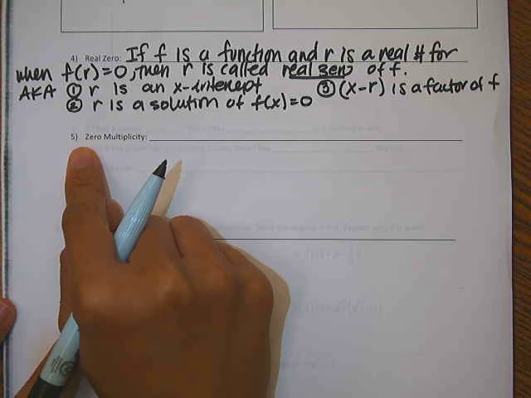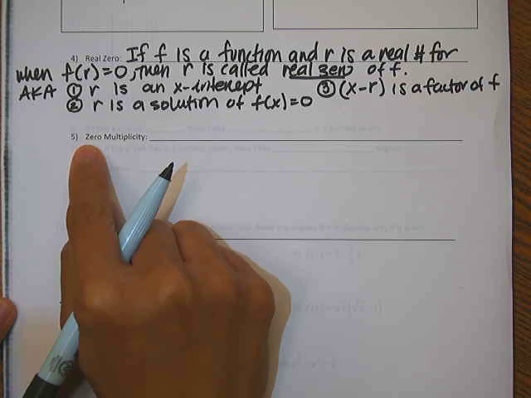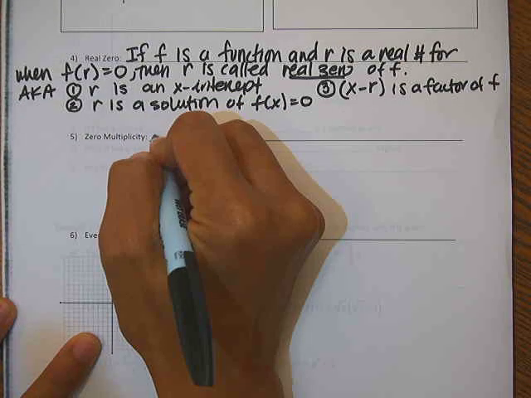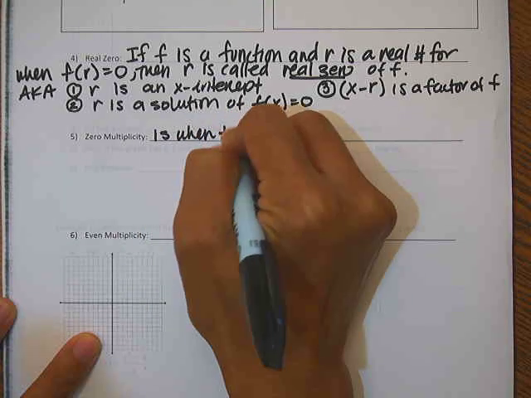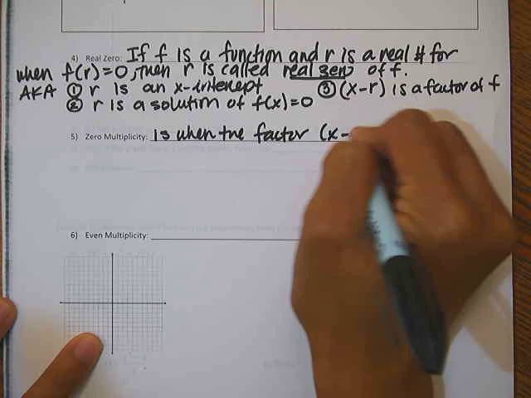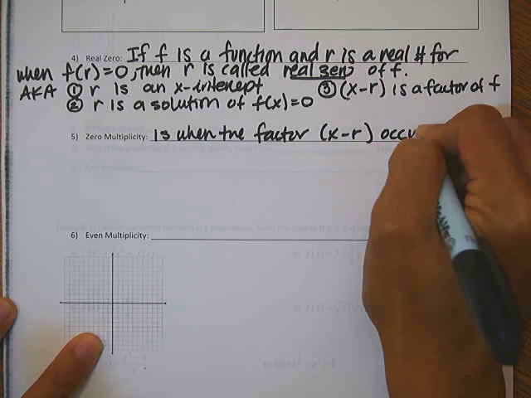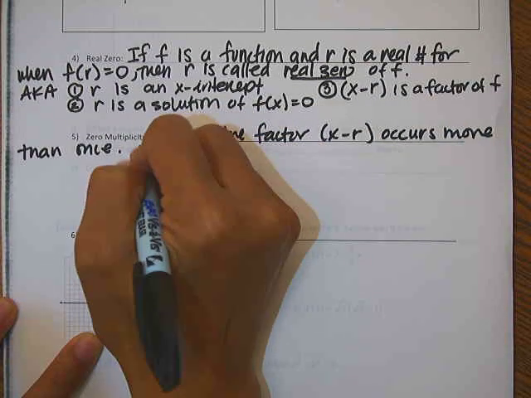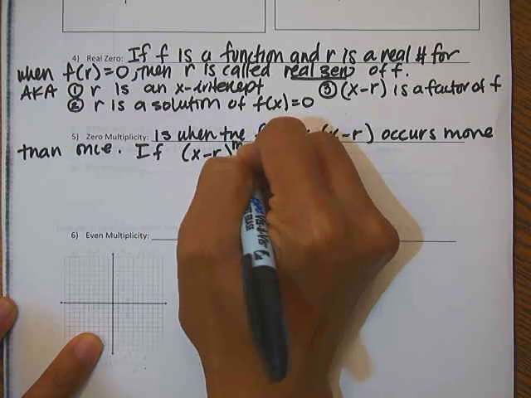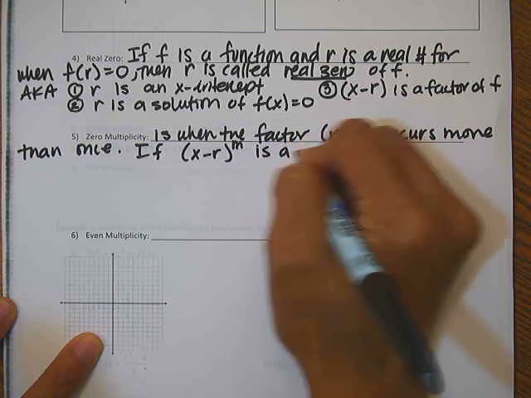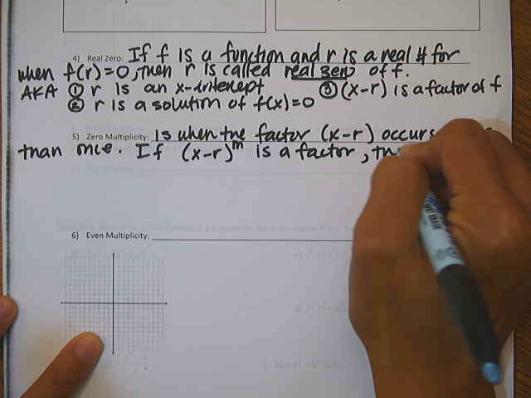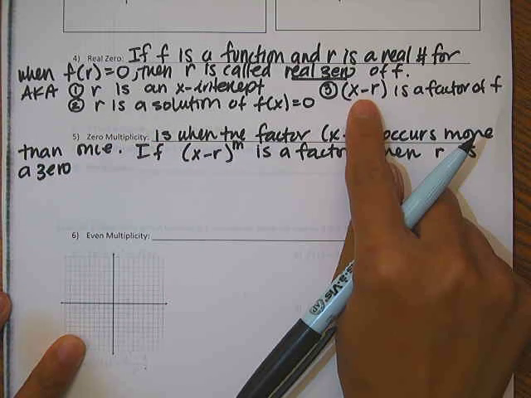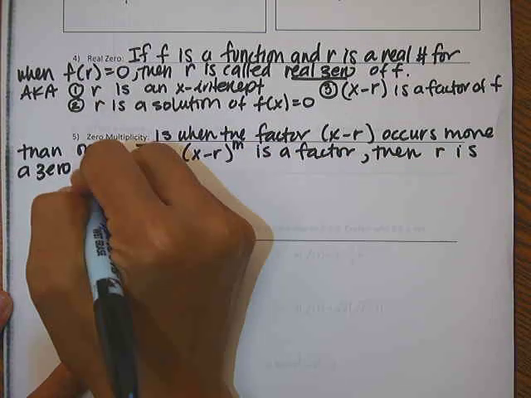The next one, zero multiplicity. So the word zero is talking about the solution, right? So multiplicity is how many times we have it. The definition is zero multiplicity is when the factor x minus r occurs more than once. If x minus r to the power of m is a factor, then r is a 0, which makes sense because that's what we said, right? If it's a factor, then it's also called a 0. But it has multiplicity.